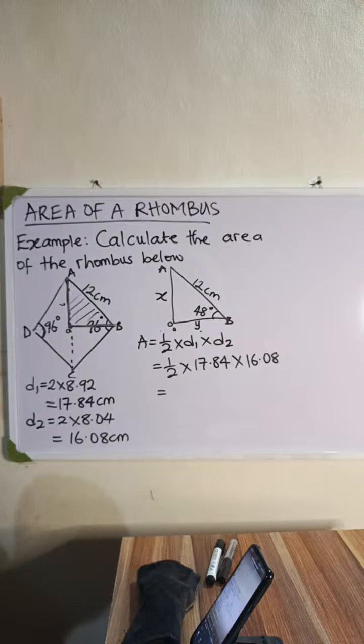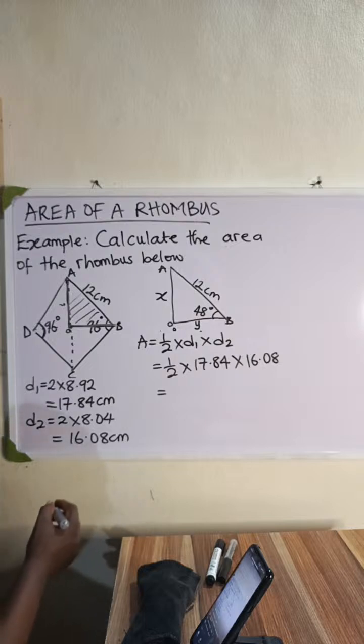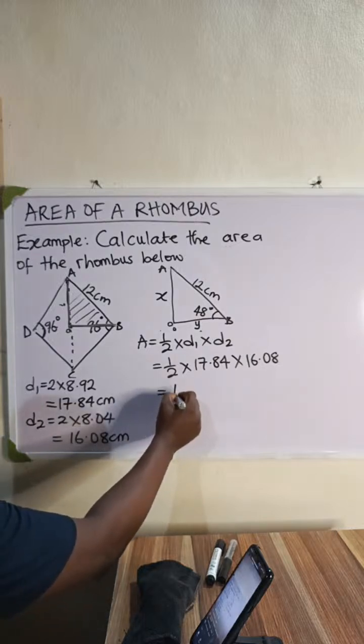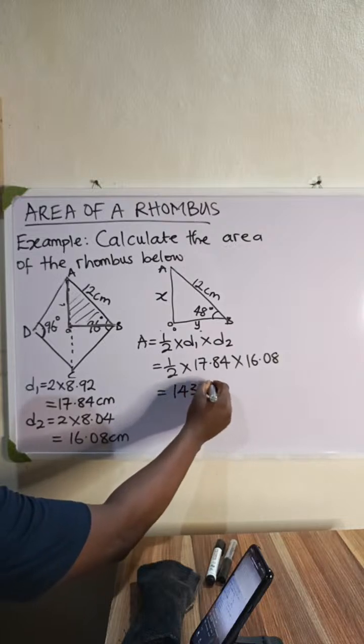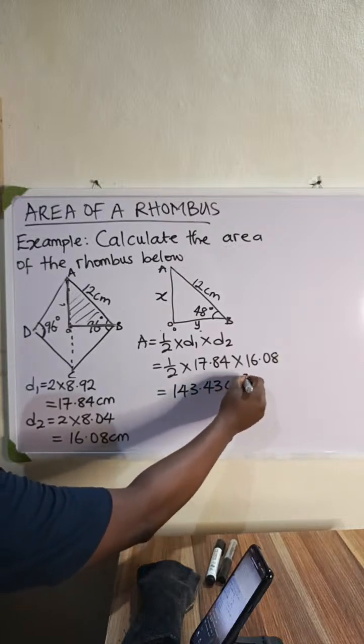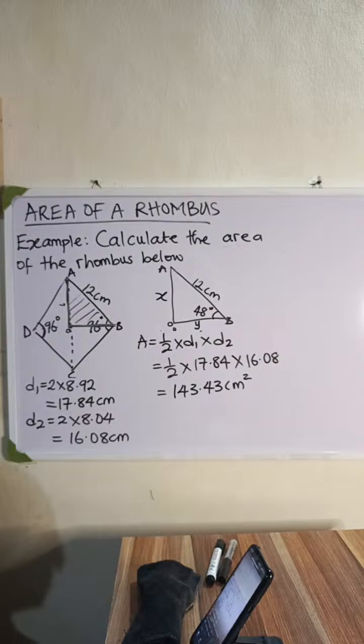Nobody has gotten the answer. Half times 17.84 times 16, 143.43. Okay. So the area is 143.43 centimeter square. So that's the area.